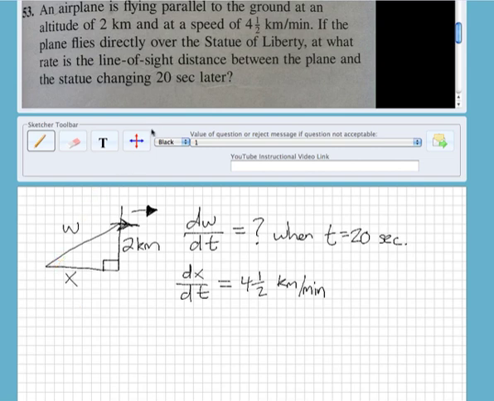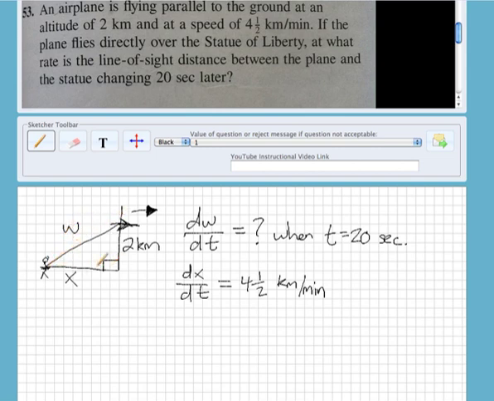The first thing we want to know is that they're asking us for the rate of the line of sight distance between the plane and the statue. So here's our statue. I didn't really jot it down, but I'll put a picture here. They're talking about this distance here and the rate that it's changing at. In other words, they're asking for, I called it W here, dw dt.